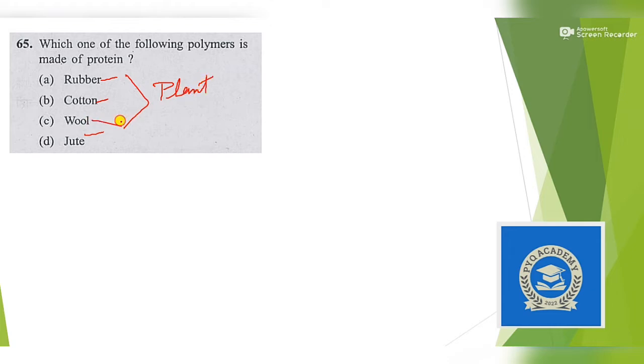Okay, and this is only from animal. So this can be our answer. Okay. Next question. Which of the following diseases are caused by consumption of water contaminated by mercury and nitrate?